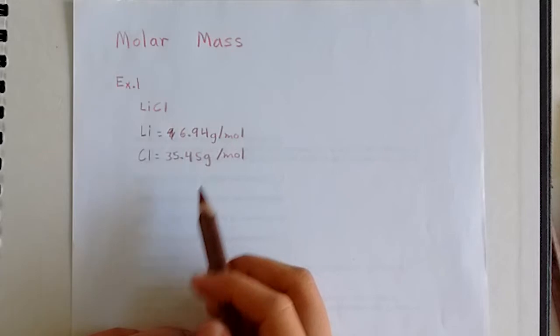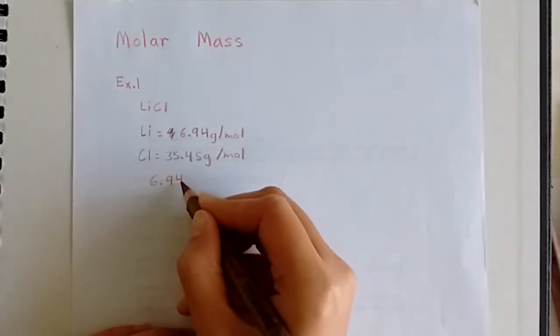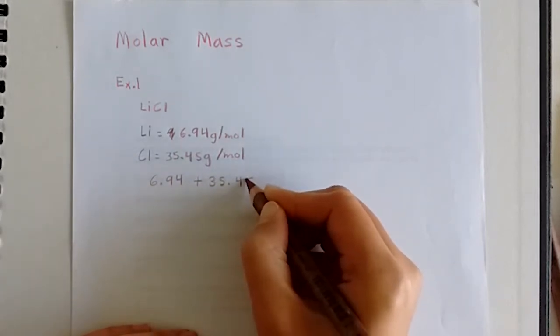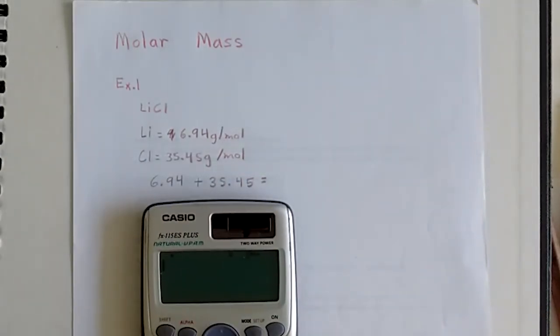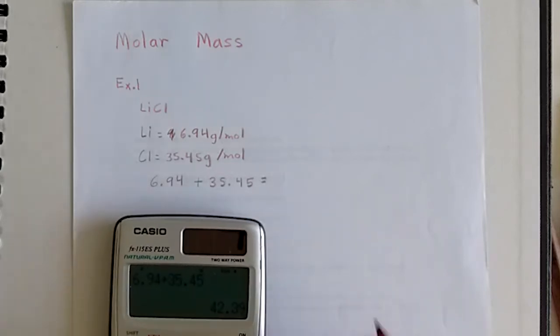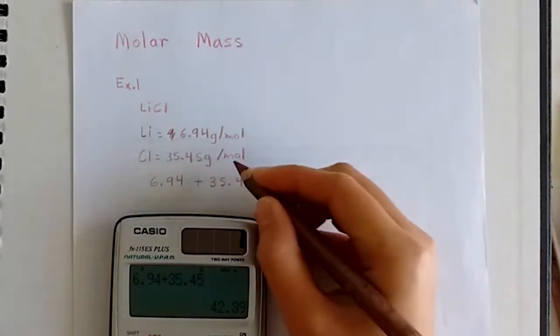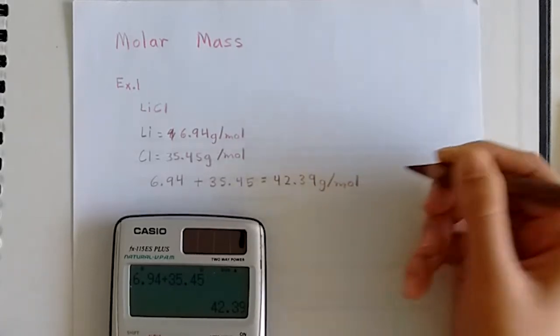Now we want to add this up together. Putting this in a calculator, we have 6.94 plus 35.45, and that gives us 42.39. And remember, our final units are grams per mole.